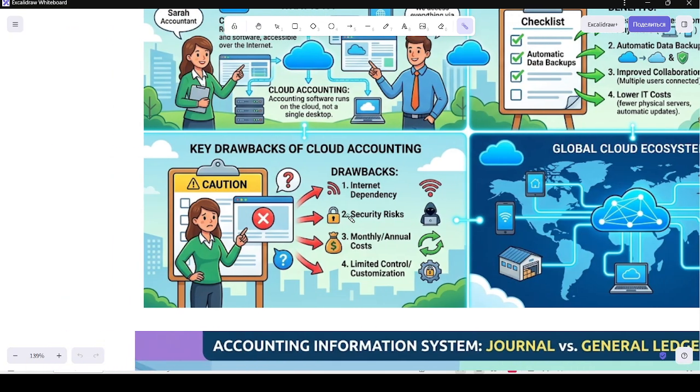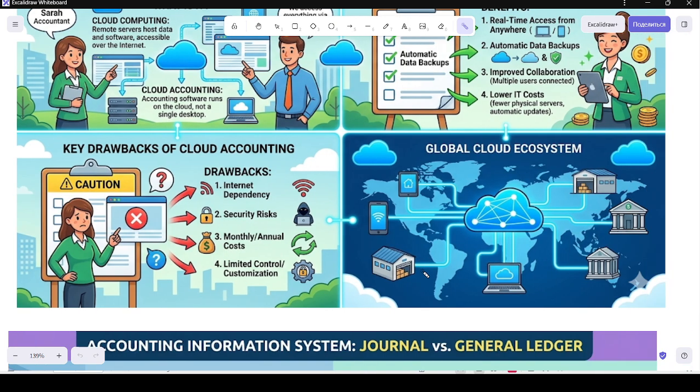As it can be accessed anywhere, it depends on the internet, right? If you don't have the internet, you cannot access the cloud account. Security risks: sometimes there may be cyber attacks on the account or the accounts of the users. Monthly or annual costs you need to pay for the cloud accounting. Limited control or customization. You have limited control because someone may destroy everything that you have done.